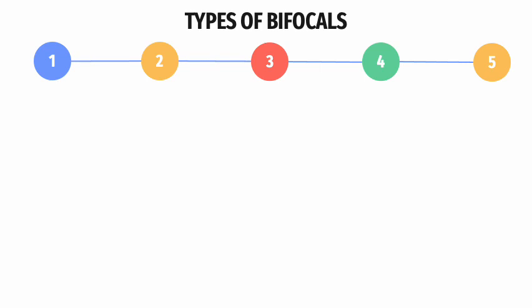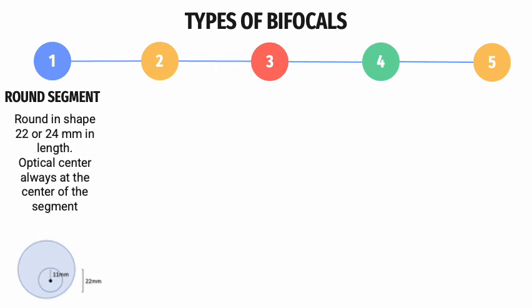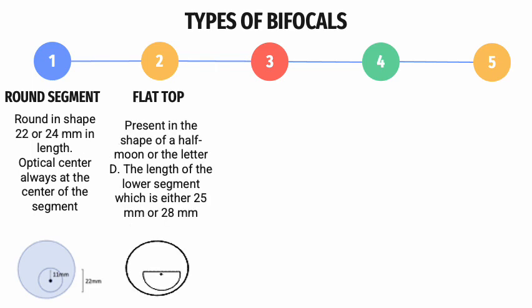There are 5 types of bifocal lenses that will be explained in this section. The first type of bifocal lens we want to mention is the round segment. The segment is either 22 or 24 mm in length. It has an optical center that is always at the center of the segment. This design provides easy adjustment between the two different sections of vision. However, this type is very rarely used nowadays.